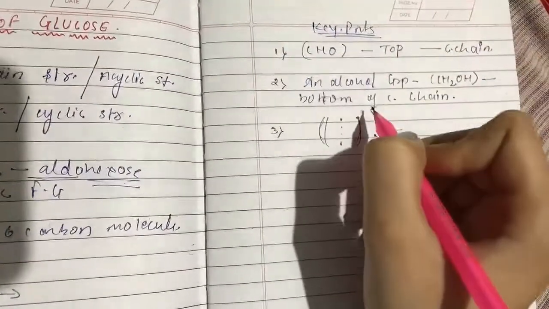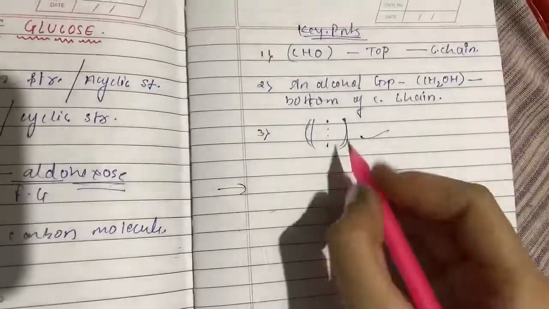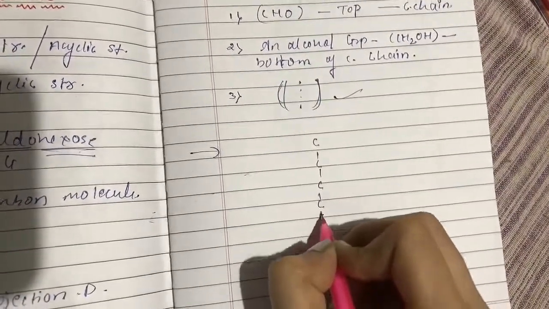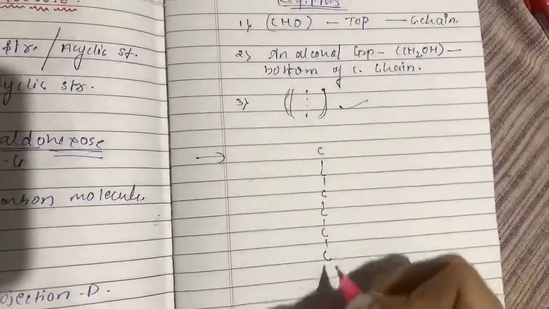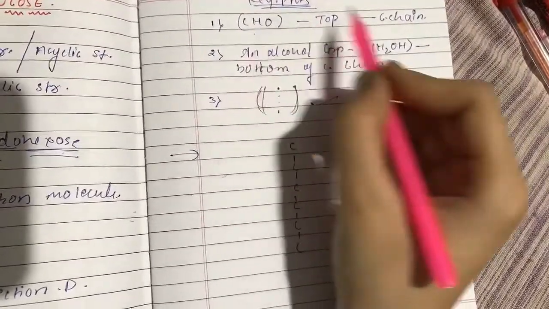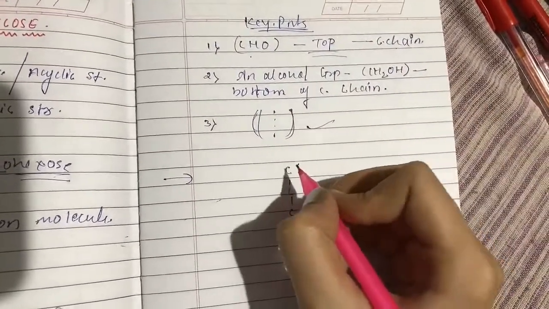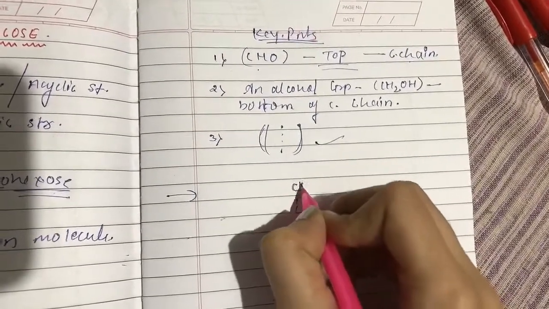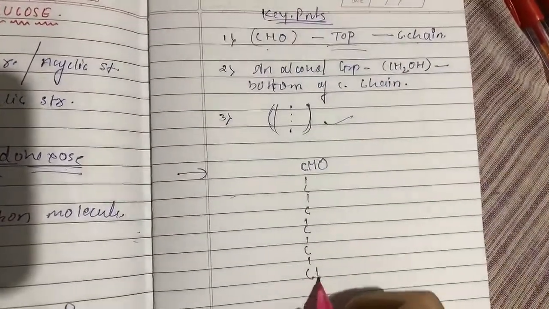All right, now with the help of 3 main points, let's draw the open chain structure of glucose. So we'll start carbon 1, 2, 3, 4, 5, 6. These are our 6 carbons arranged in a chain. What our first point says is that an aldehyde functional group is attached at the topmost carbon. So on the first carbon we'll place an aldehyde group. We'll make this carbon an aldehyde functional group. Over here we'll attach an alcohol group at the bottom.